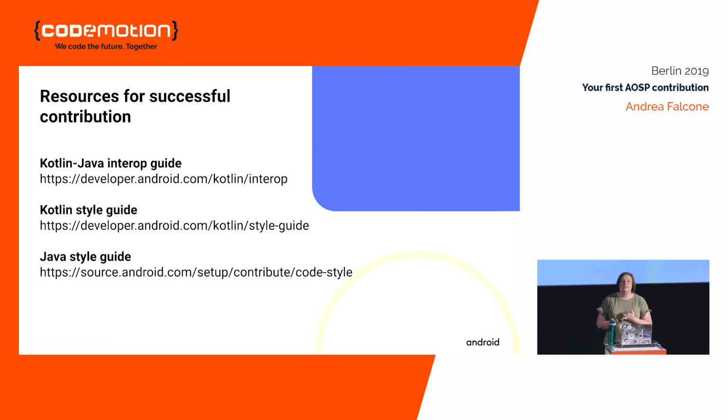So I have some tools or some resources so that your contributions can be successful. You want to make sure that the style, whether you're writing in Java or Kotlin, we have libraries that are in both right now and trending towards Kotlin. Make sure the style matches with the rest of the library, as well as what are the Java and Kotlin style guidelines.